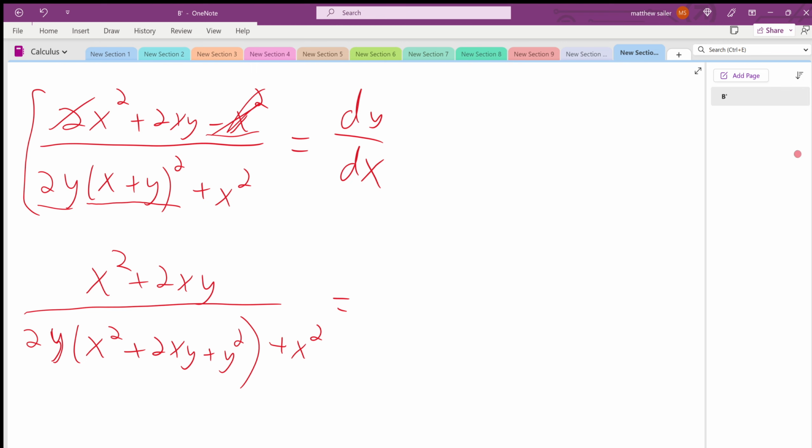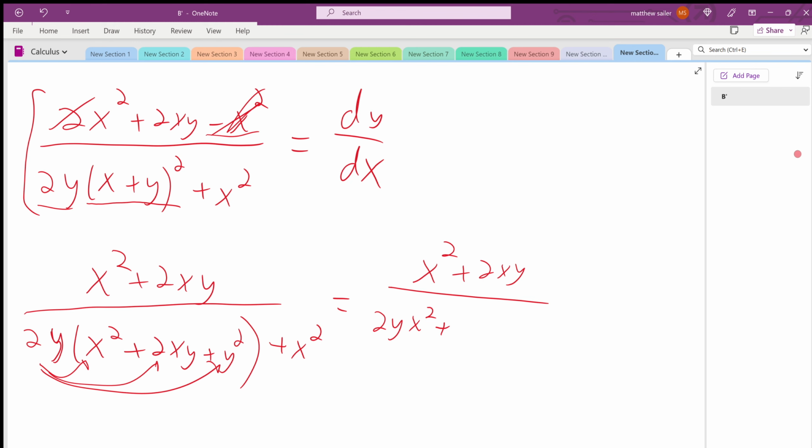So I'm going to multiply the 2y out, and we get x squared plus 2xy on the top divided by 2yx squared plus 4xy squared plus 2y cubed plus x squared. And that's going to equal dy over dx. And that's your answer.